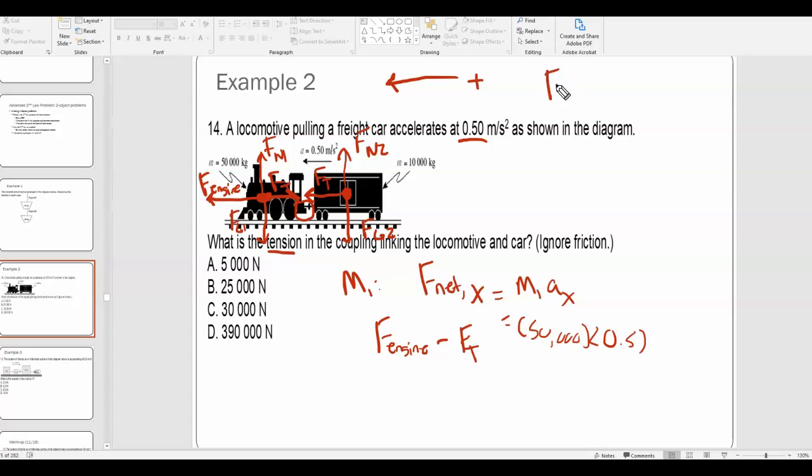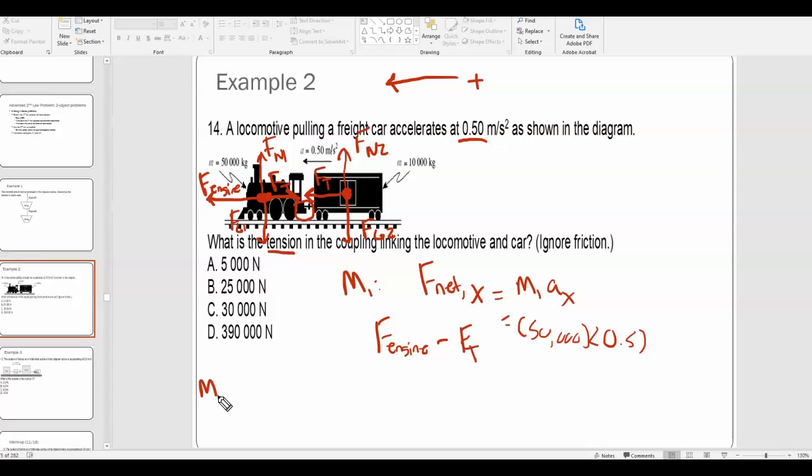You just would have had Ft minus F engine equals 50,000 times negative 0.5, but you would end up getting the same answer either way. Okay, so again, it makes no difference. So we've chosen our coordinate system. I've written out my equation.